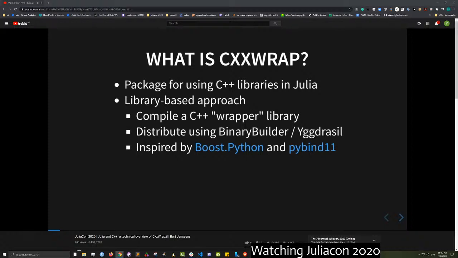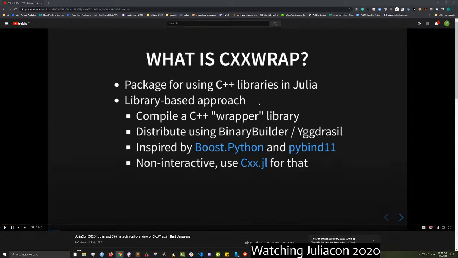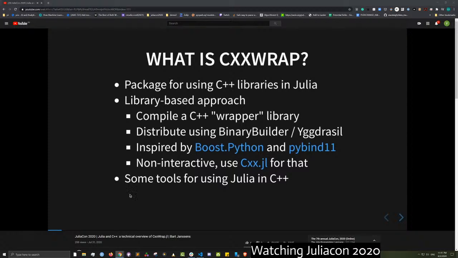So if you have a C++ library that already has Python bindings using these systems, it should be very easy to transition to CXXWrap. It is non-interactive, so if you want more interactive use of C++, or if you want to inline C++ into Julia code, then CXX.jl would be the way to go for that. We also provide some tools for more easily accessing Julia from within C++, providing some C++ style interfaces to things like Julia arrays. And finally, there are some wrappers for the standard library containers, also mapping them to standard Julia interfaces. For example, a standard vector implements the array interface.